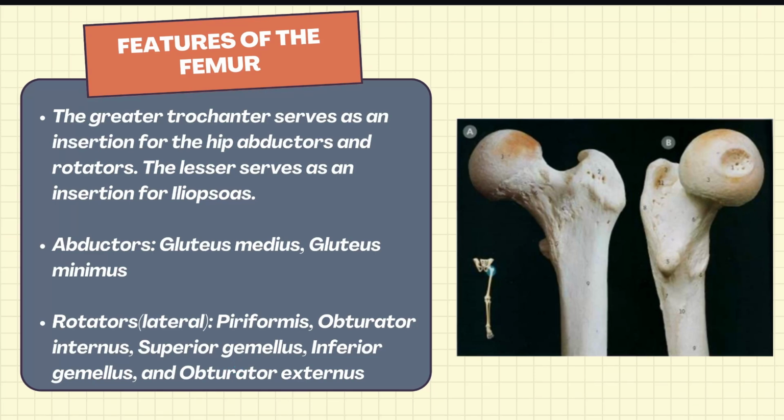Now, features of the femur. The greater trochanter serves as an insertion of the hip abductors. So this is all going to make more sense during the thigh region. However, I'm going to read these for the sake of completion. The abductors are gluteus medius and gluteus minimus. This is for the gluteal region. And for the rotators, you have the piriformis, obturator internus, superior gemellus, inferior gemellus, and obturator externus.